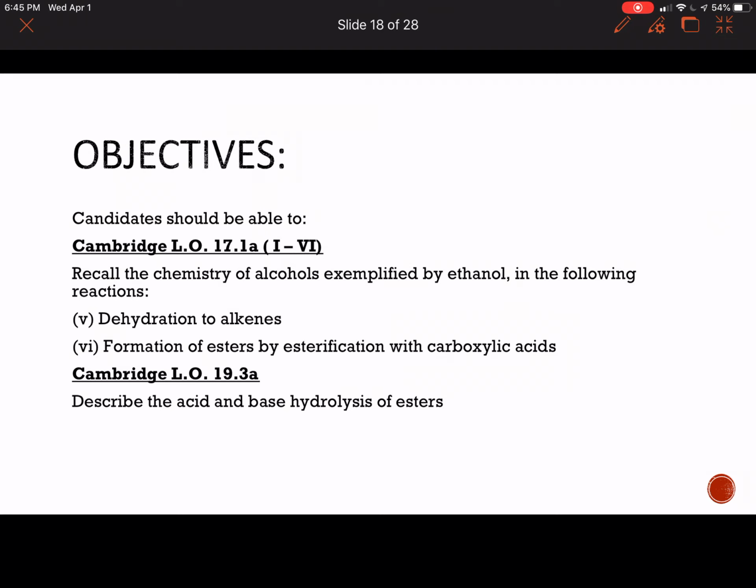So let's take a look at the actual learning objectives. Recall the chemistry of alcohols exemplified by ethanol in the following reactions: dehydration to alkenes, and the formation of esters by esterification with carboxylic acids, and then describe the acid and base hydrolysis of esters, meaning that this hydrolysis reaction can happen either in strong acid or in strong base. There are a few key differences, and I'll probably touch base on that on Friday.